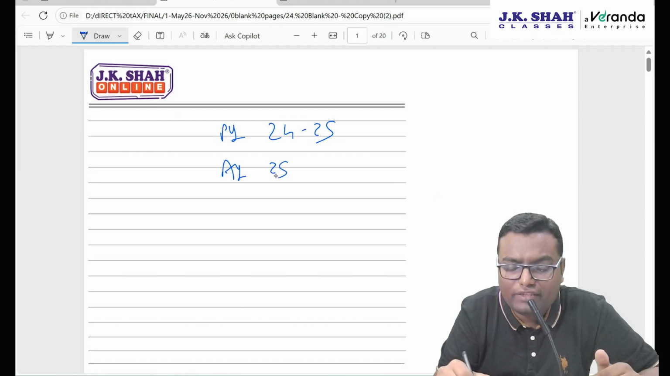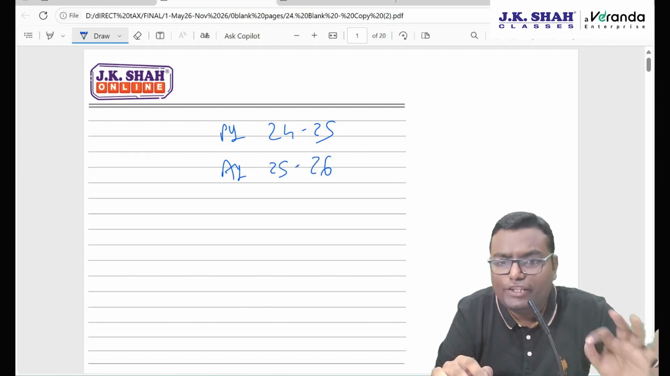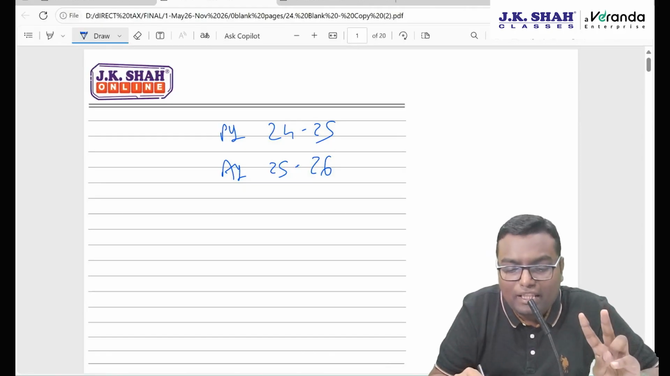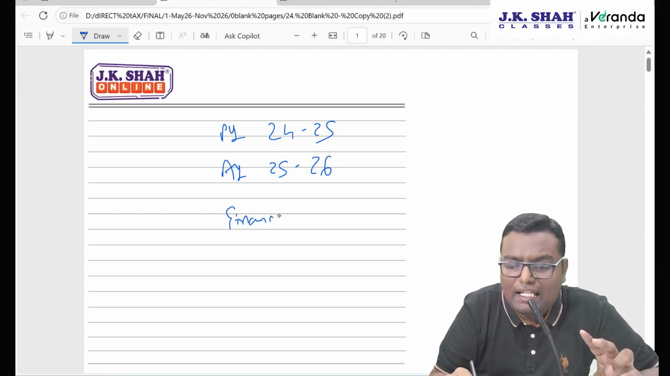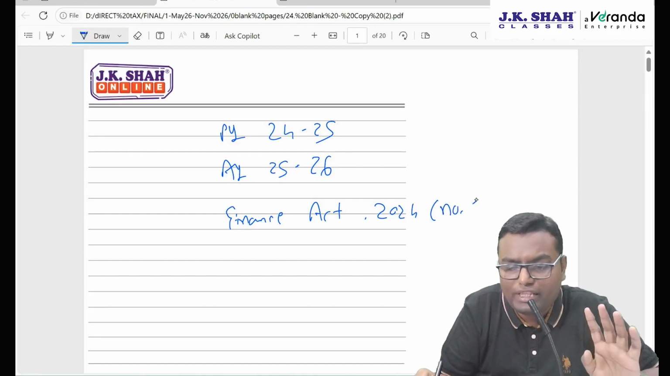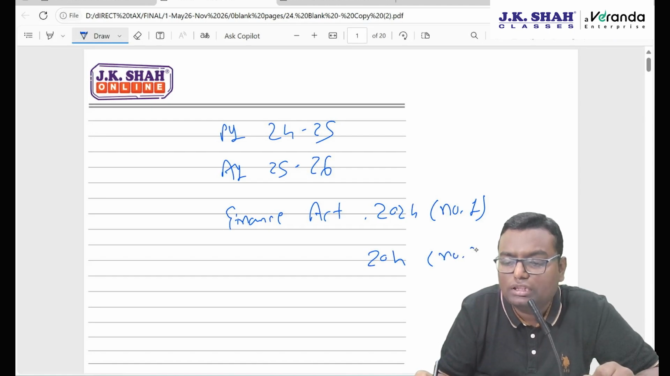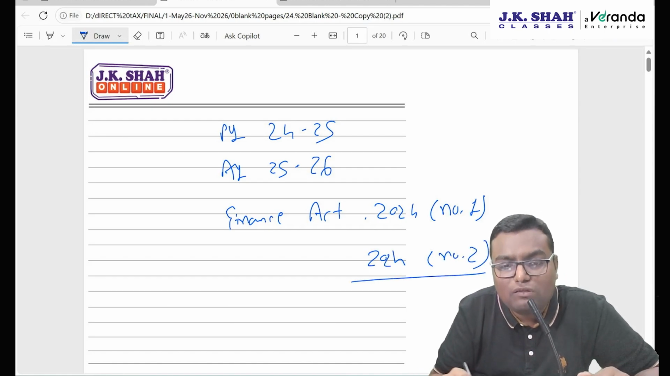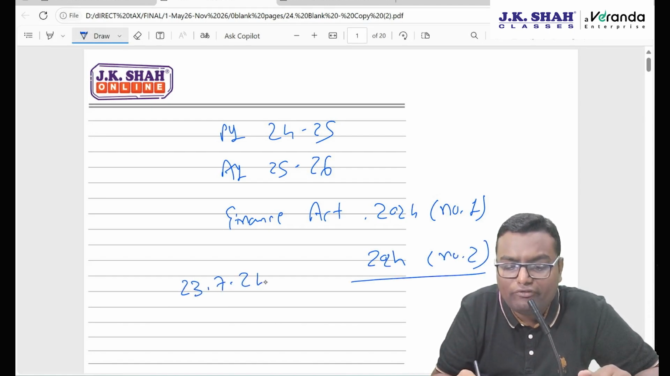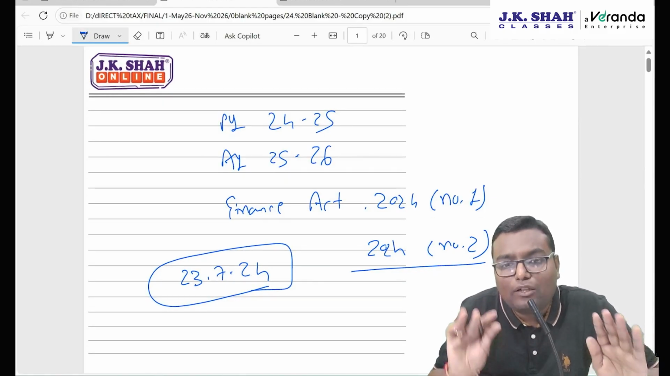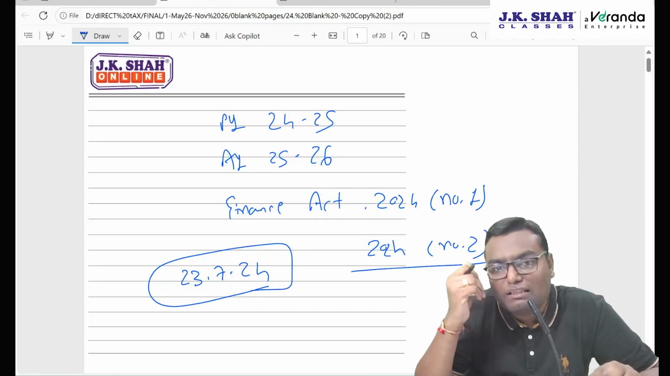assessment year is 25-26. I will be quick and to the point so that your time is not wasted. To you, two budgets are applicable. First is Finance Act 2024 number 1, which was issued on 1st February 2024, and the second one is 2024 number 2, and this second budget was issued on 23rd July 2024. Now whatever amendments are covered by these two budgets are already discussed in the lectures itself.